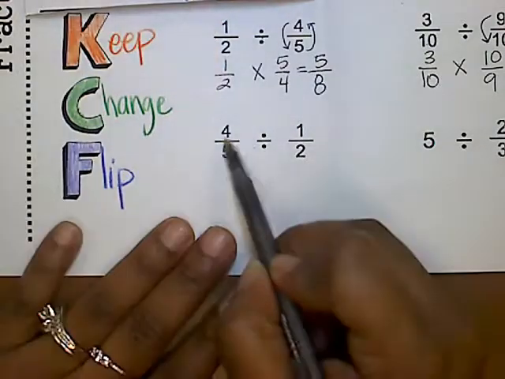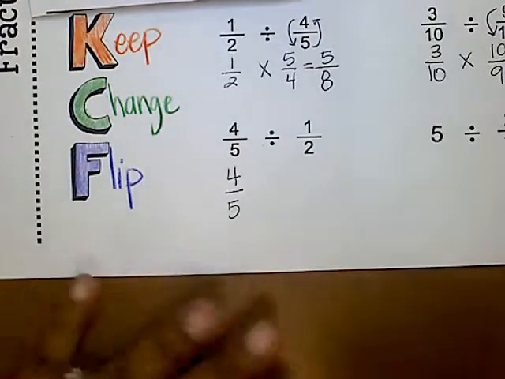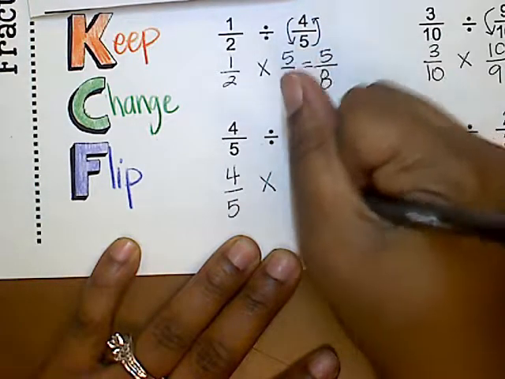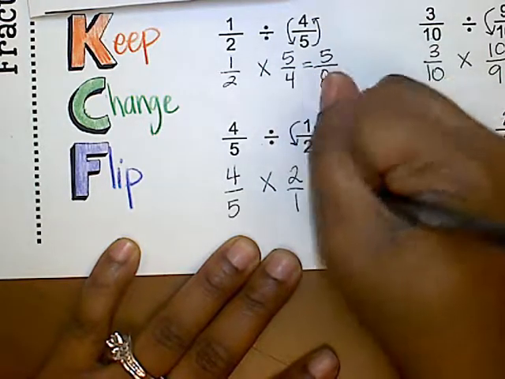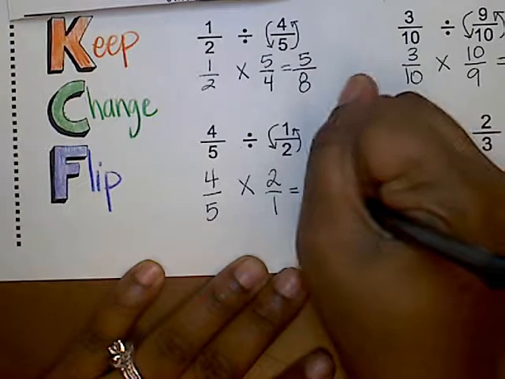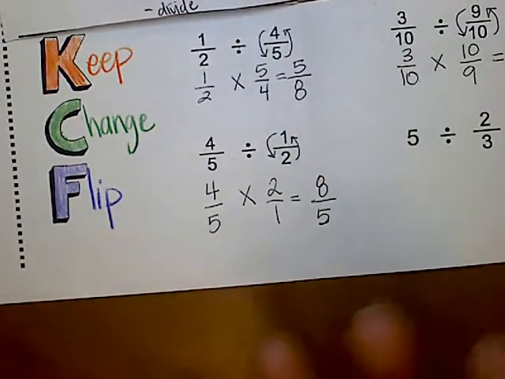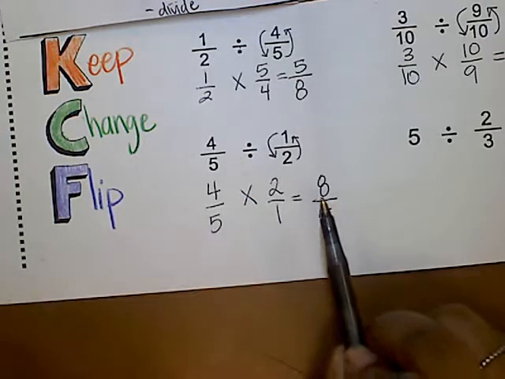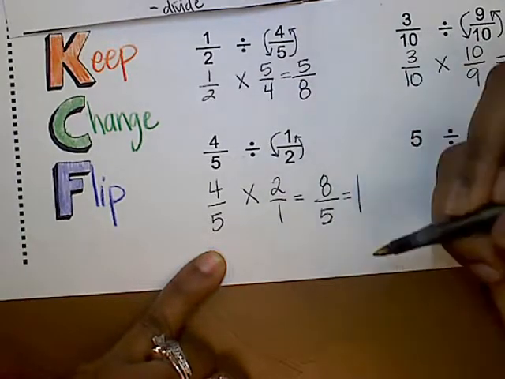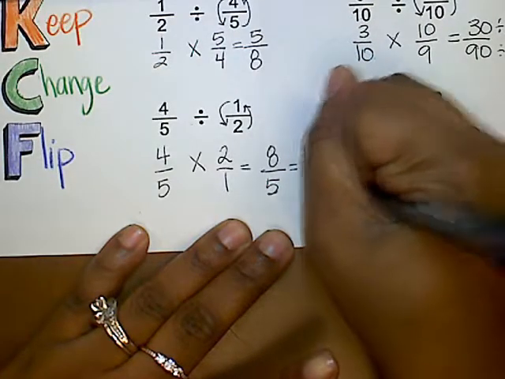Okay, so again, change division to multiplication, and then we're going to flip. So the 1 goes on the bottom now, the 2 goes on the top. We're just going to multiply straight across. So 4 times 2 is 8. 5 times 1 is 5. And this is improper, so we want to turn it back into a proper fraction. So we want to know how many times 5 goes into 8. So 5 goes into 8 once. And then I want to do 8 minus 5 to see what I have left. So when I do 8 minus 5, I have 3 left. And I leave my denominator the same.